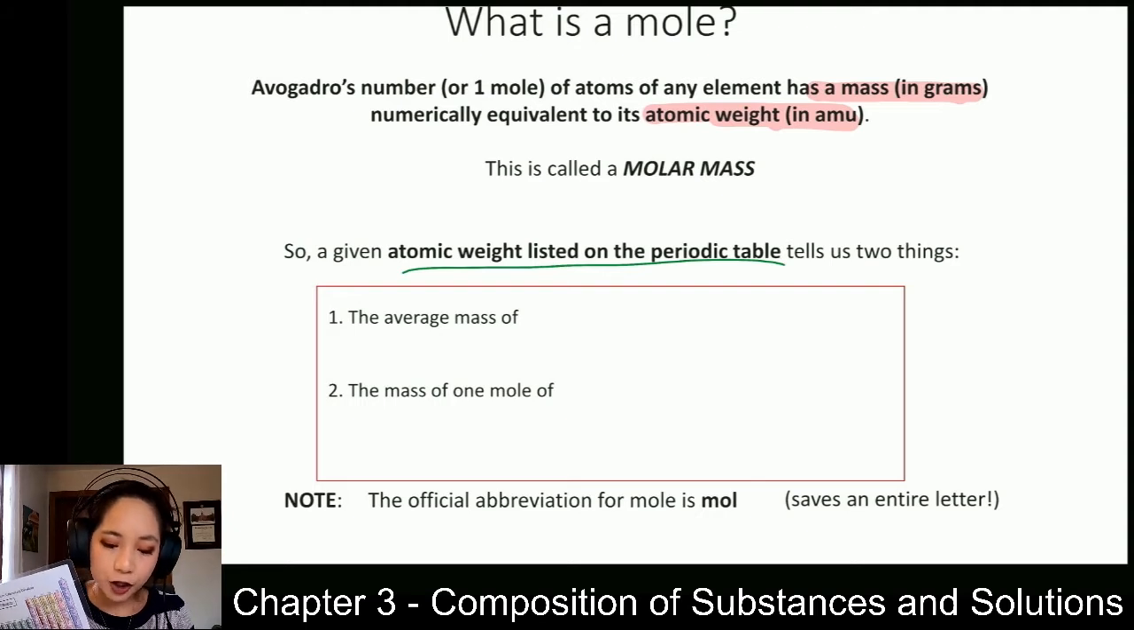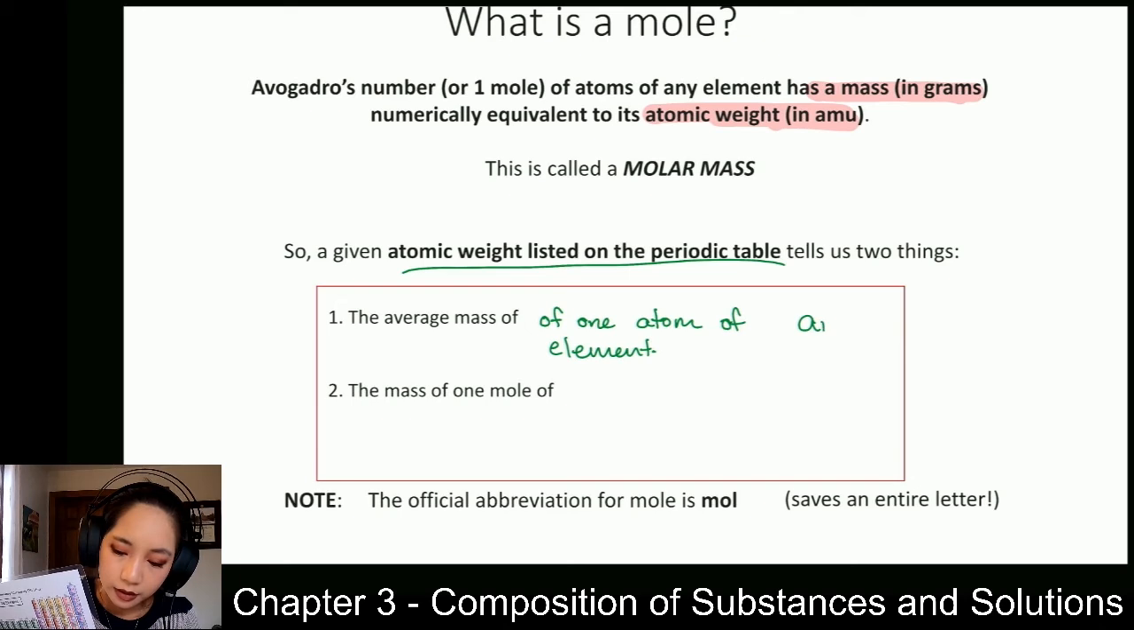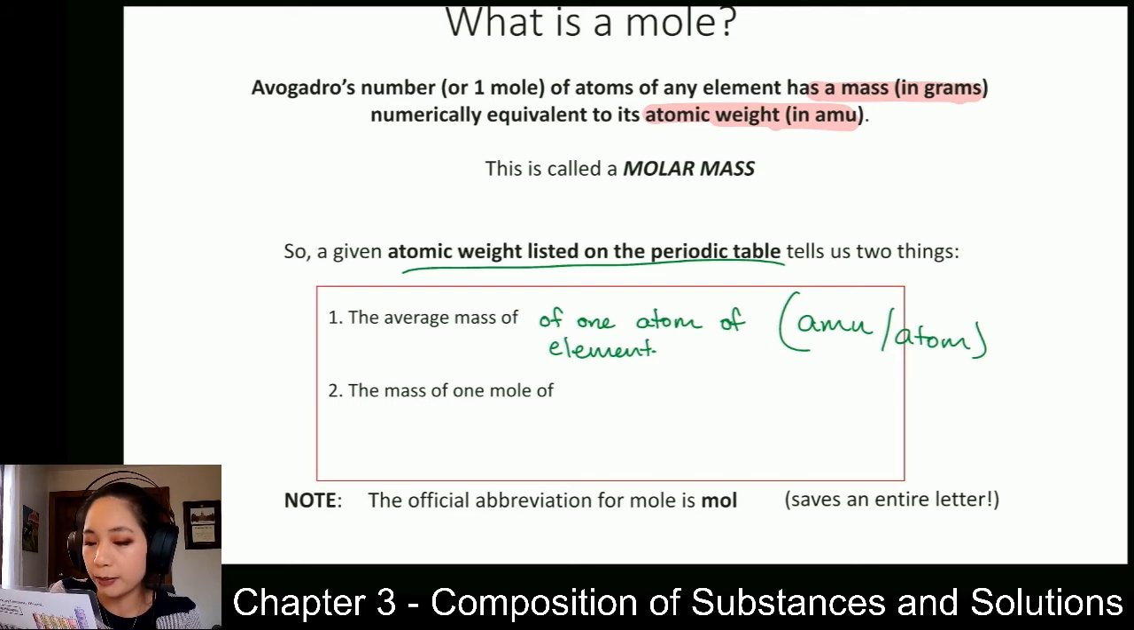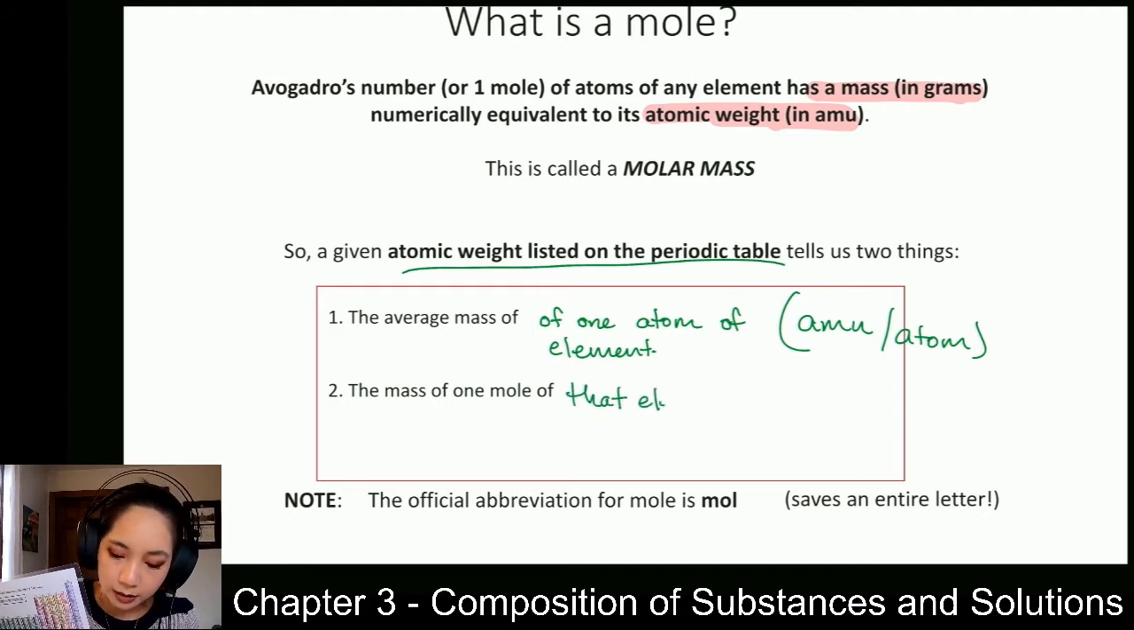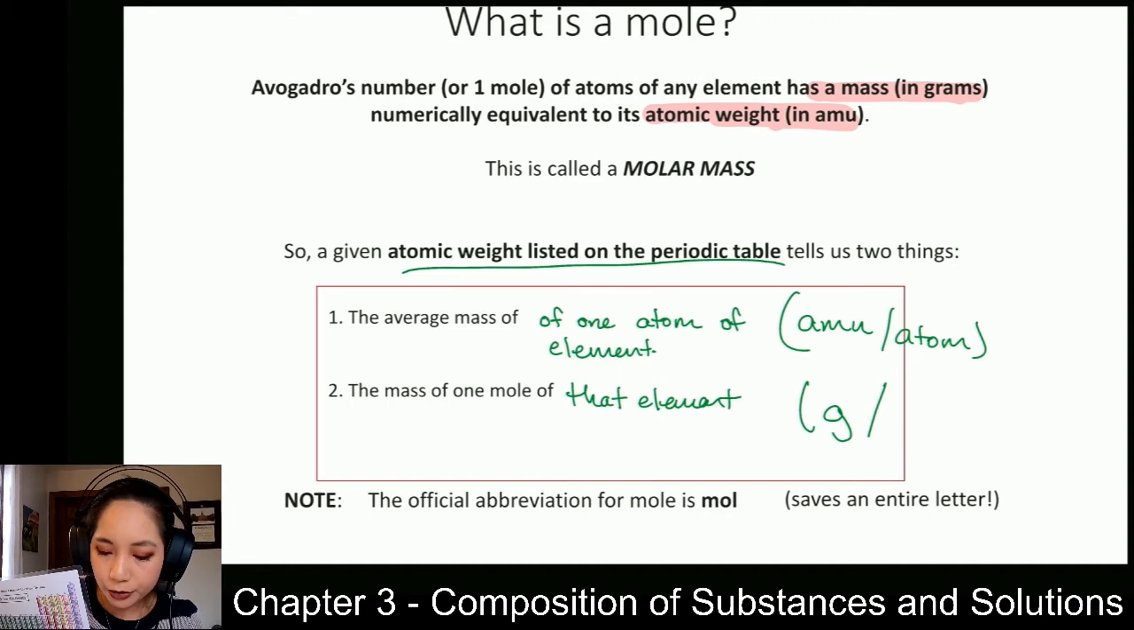It can tell you the average mass of 1 atom of that element, which we've been doing up until this point. So that has a unit of AMU. So essentially like AMU per atom, each of those numbers. So like, for example, oxygen is 16.00. We know oxygen is 16.00 AMU for 1 atom, but it also tells us the mass of 1 mole of that element. But it has a different unit, but the number is the same. So this will tell us a gram amount per mole.